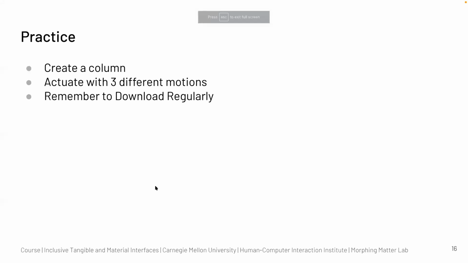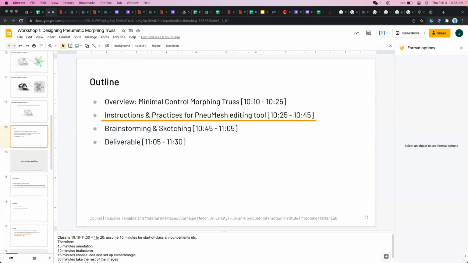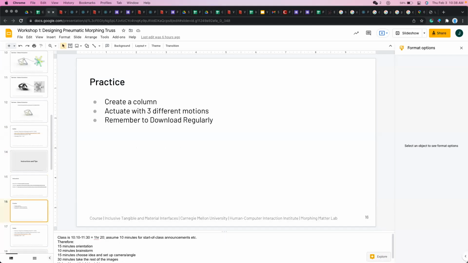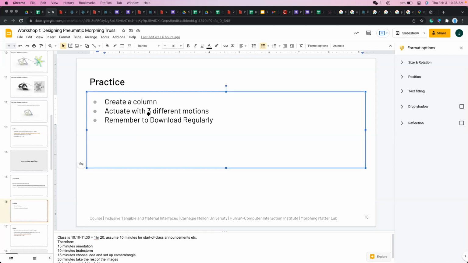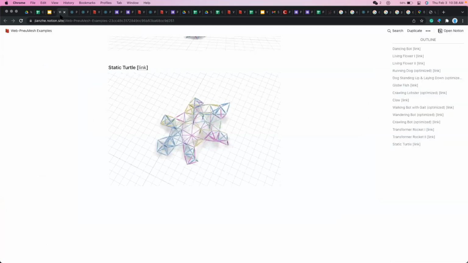And now it's the practice time. So what time is now? Okay, so you have 8 minutes to try to create a column structure in this tool and give it, maybe 3 is too much, just 2 different motions. 2 different motions means you have 2 time frames and they can do different motions. So a column, yeah, you can start to do it right now and we will go around, and if you have any questions, feel free to ask me or Stephanie or Lining.